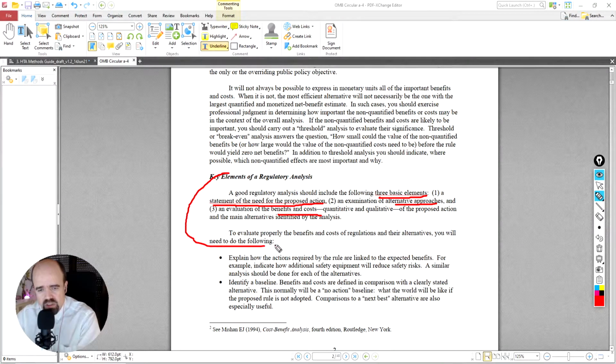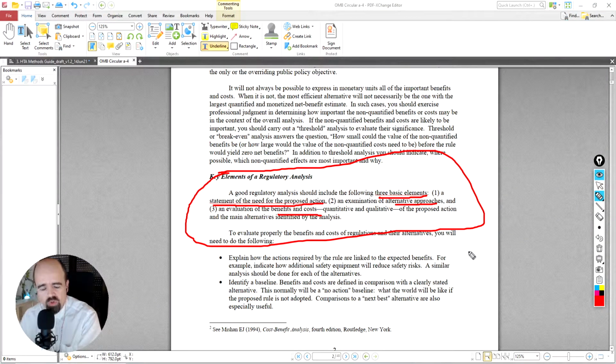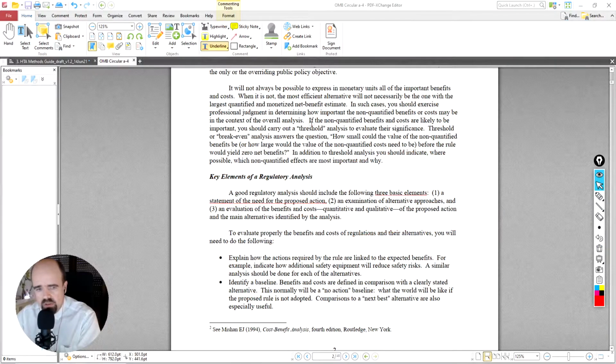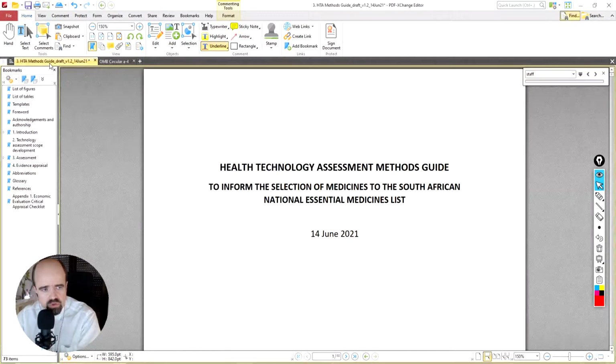I want to take these three basic elements and now apply them to health technology assessment, and see if this helps us a little bit more to disaggregate whether a health technology assessment system is in fact a worthwhile policy option for improving access to new healthcare technologies. So let's jump back into the methods guide and have a look at the statement of need.